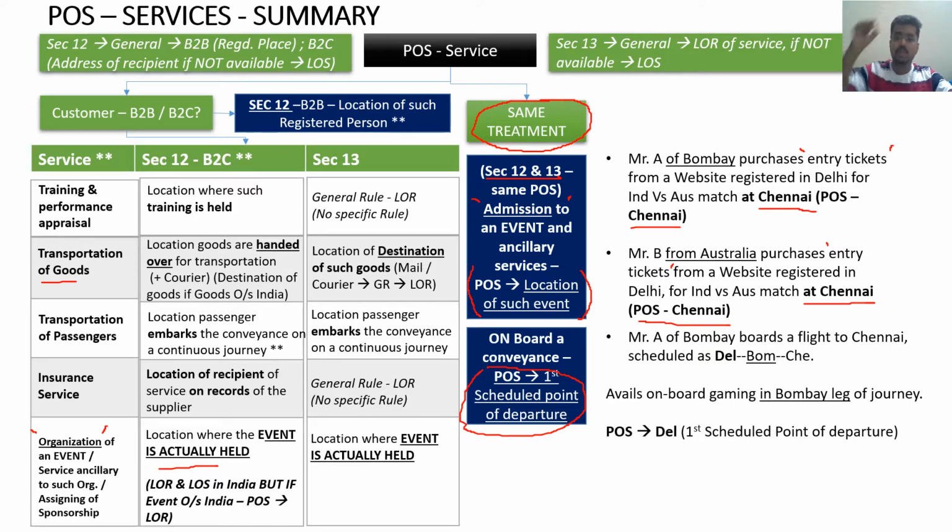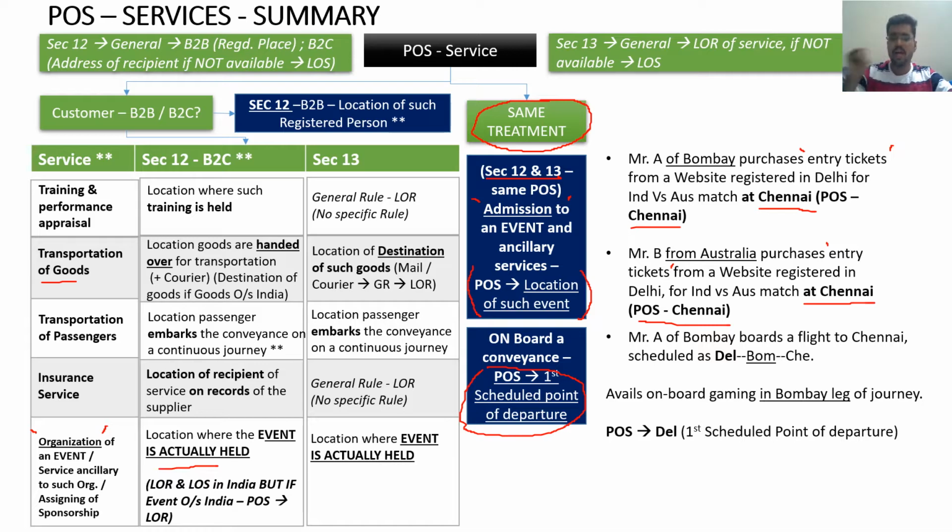Delhi. Even though Mr. A boarded the flight in the Bombay leg of the journey, you need to see which is the first point where the conveyance started. It started in Delhi, then came to Bombay and then goes to Chennai. So even though Mr. A boarded in Bombay and availed the gaming service in Bombay, still the place of supply will be Delhi because that is the first scheduled point of departure for the conveyance, right?